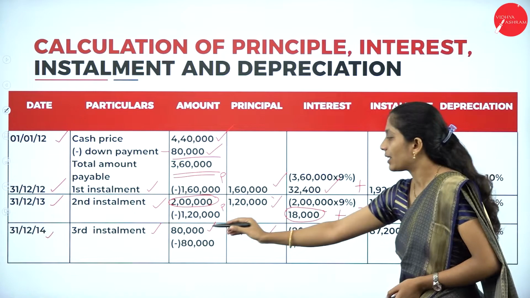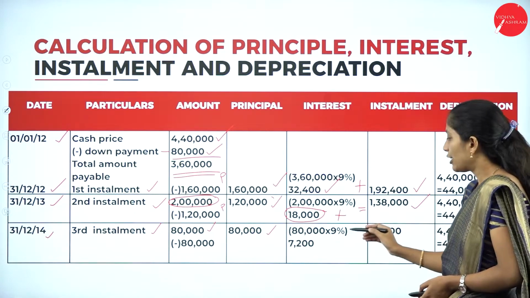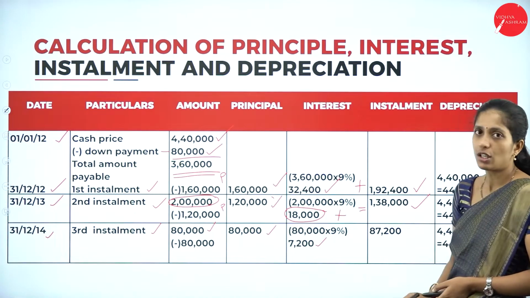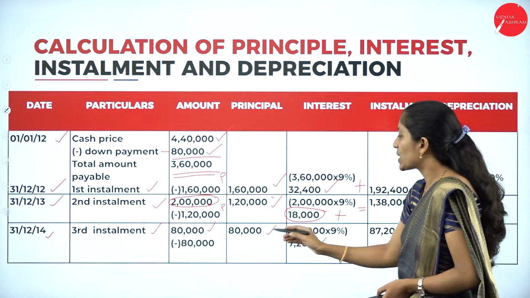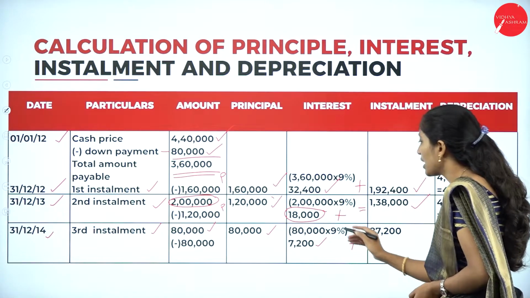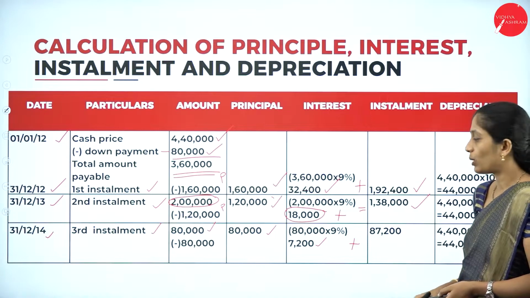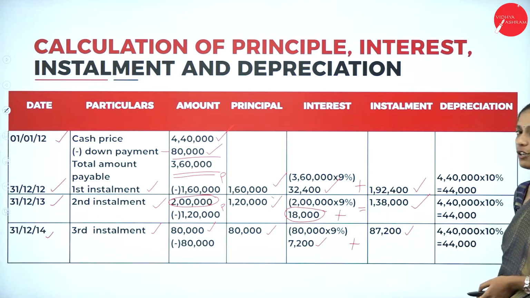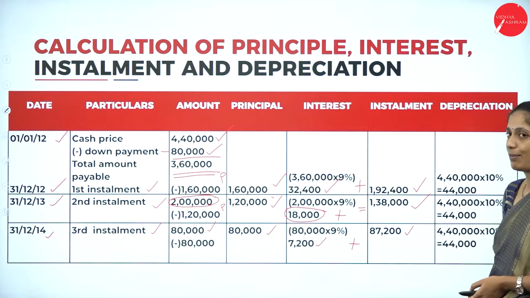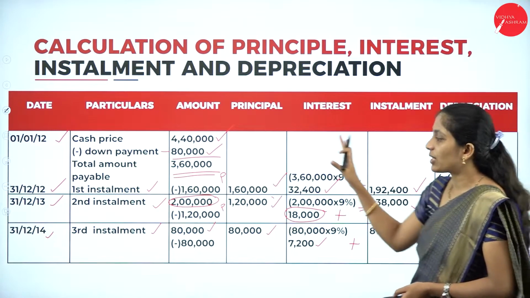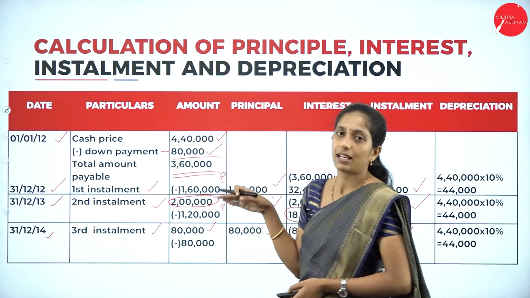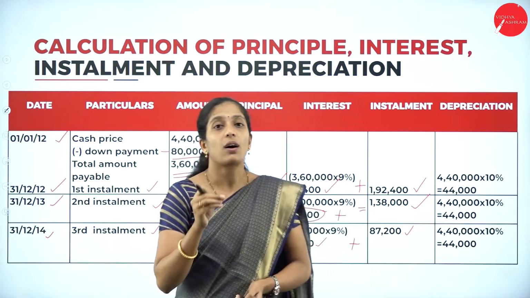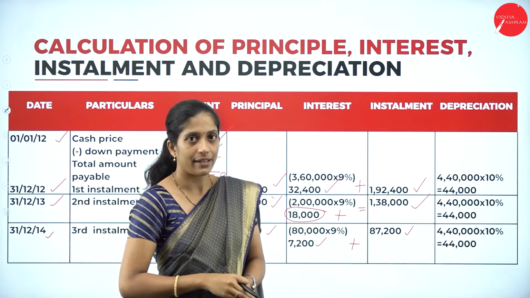What is the amount payable in the third year? 80,000 into 9%, so I'll get 7,200. Now add this principal and interest, that is 80,000 plus 7,200, we will get 87,200. So this is the installment amount. Now, clear about this table? If you are familiar with this table, it is very easy to record all the amounts in your journal entries.